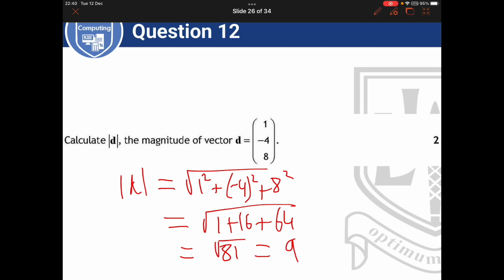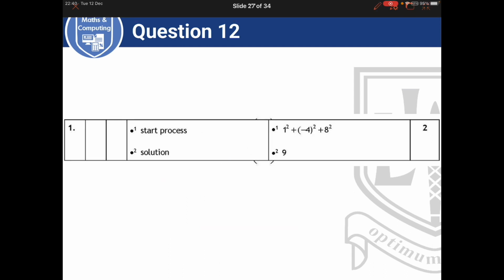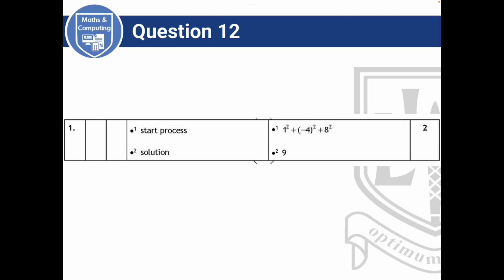Let's have a look at the marking scheme. So one for starting the process, I would probably suggest you should have a square root over the top of there, and then the second one for just working out the answer. So nice straightforward vectors question.